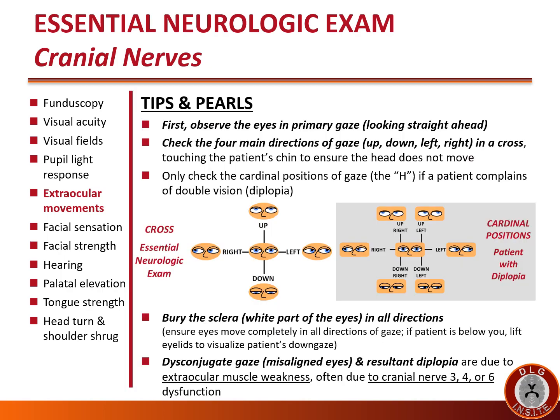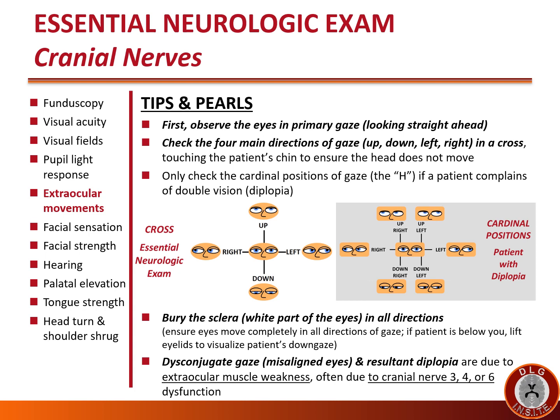Tips and pearls, cranial nerves, extraocular movements. First, observe the patient's eyes in primary gaze, that is to say, the patient looking straight ahead. Then, check the four main directions of gaze: up, down, left, and right in a cross, touching the patient's chin while you do this to ensure the patient does not move. Only check the cardinal positions of gaze, the H, if a patient complains of double vision or diplopia.